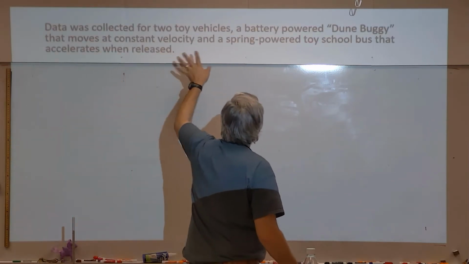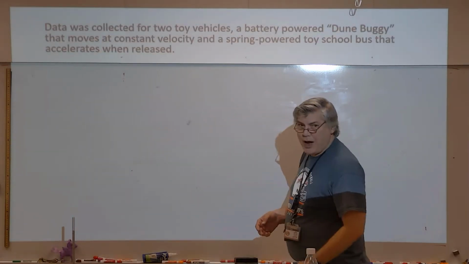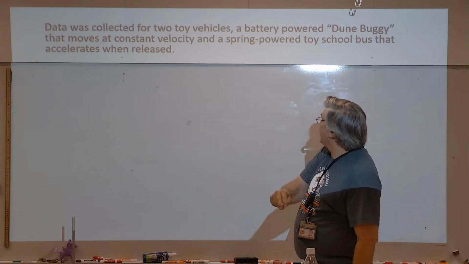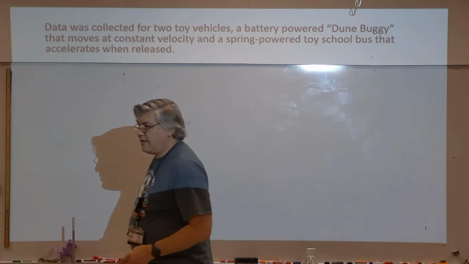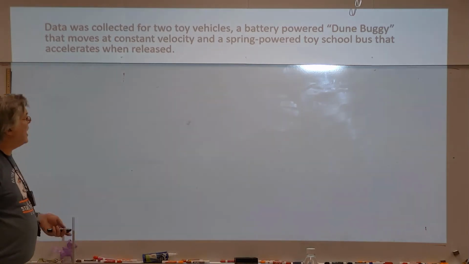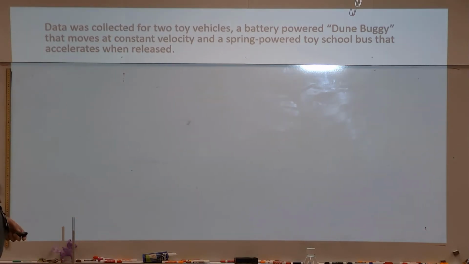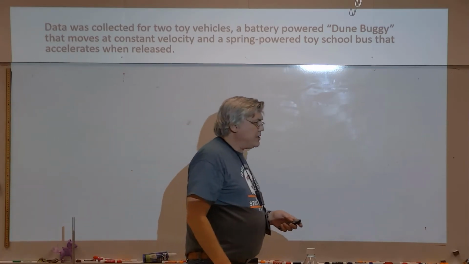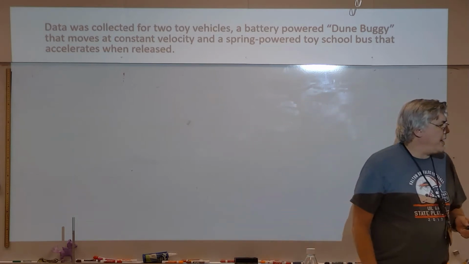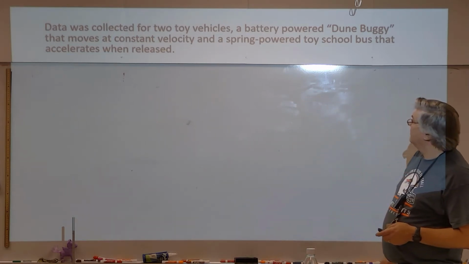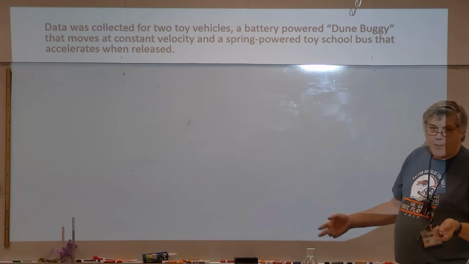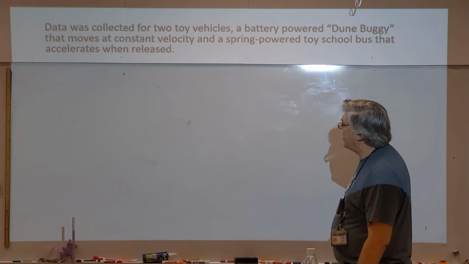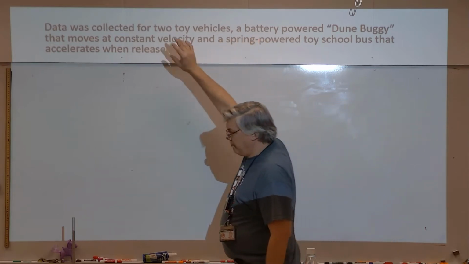So, what did we do? And we'll do this in paragraph form. Data was collected for 2 toy vehicles. And then I went on and described them. I didn't do this in second period, I don't think. A battery-powered dune buggy that moves at constant velocity, and a spring-powered toy school bus that accelerates when released. Okay. I didn't say how they were powered, battery-powered versus spring-powered, second period, but I threw that in when I was typing it up. So, data was collected from these 2 things.